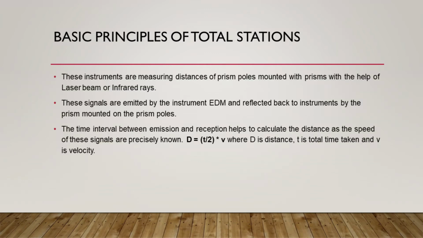Basic principle of total stations. These instruments are measuring distances of prism poles mounted with prisms with the help of laser beam or infrared rays. These signals are emitted by the instrument EDM and reflected back to instruments by the prism mounted on the prism poles. The time interval between emission and reception helps to calculate the distance as the speed of these signals are precisely known. D equals T over 2 multiplied by V, where D is distance, T is total time taken, and V is velocity.